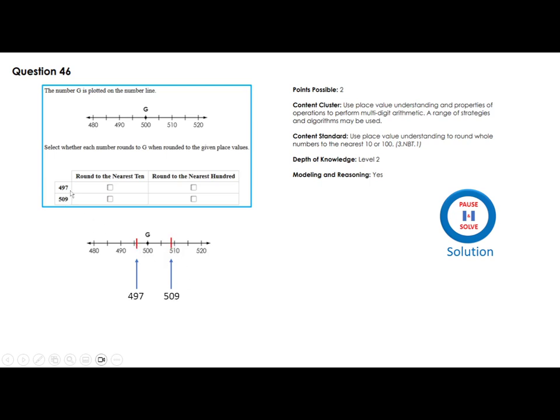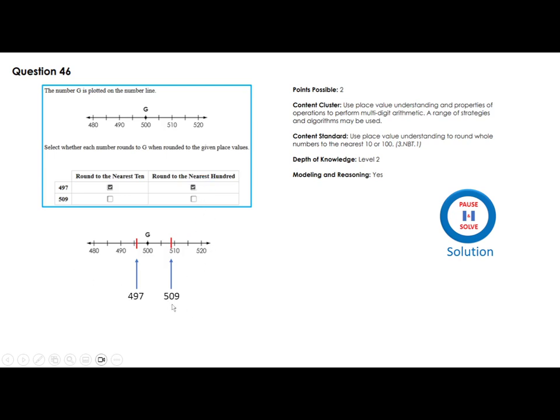Let's deal with 497. 497 rounded to the nearest tens. You're going by 10. 480, 490. Is this closer to 500 or to 490? Closer to 500, so this is okay. Now, if I want to round this to the nearest 100, okay, so we're going by 100 now. So 400 is somewhere here, 500 here, 600 here. Is this closer to 400 or to 500? It's closer to 500, so that's also good.